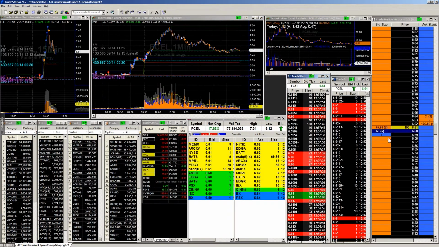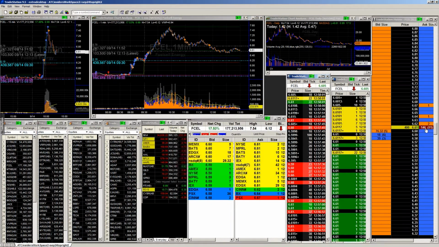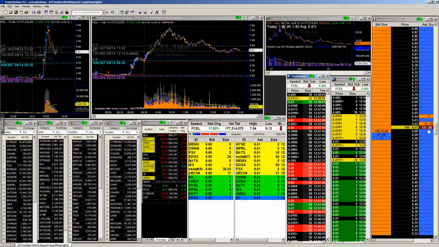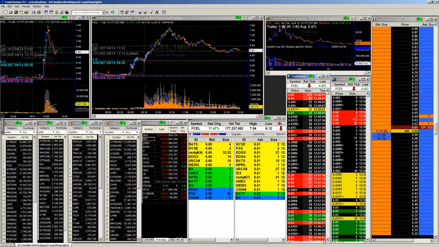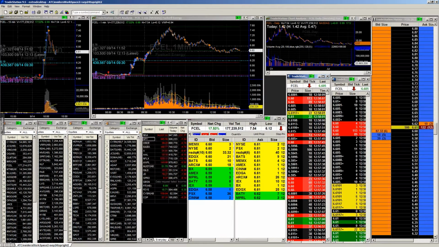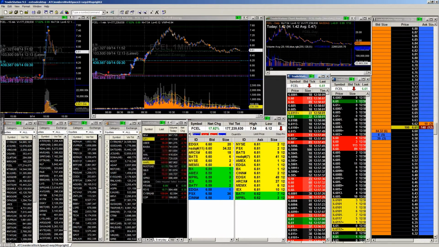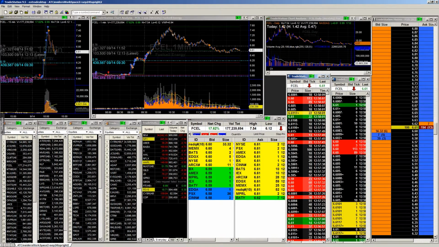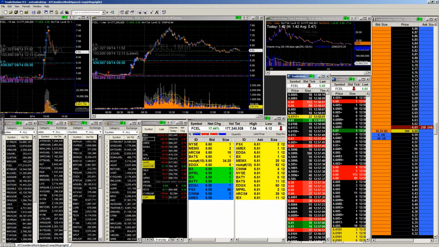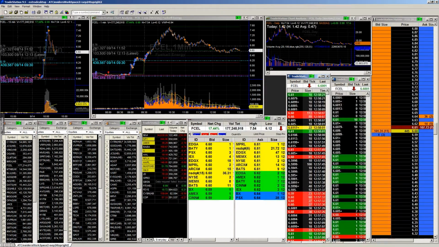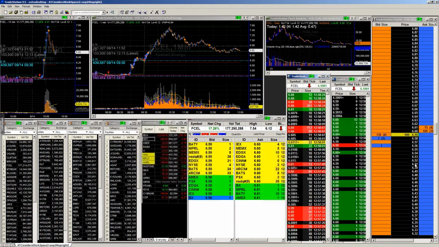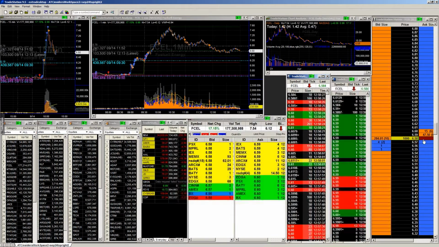So I know right now that if I see 662 pop up on my screen, what's it going to be in time and sales? It's going to be ask. I know that. If I'm watching a stock, it's really that simple. I know where the order is right this second.